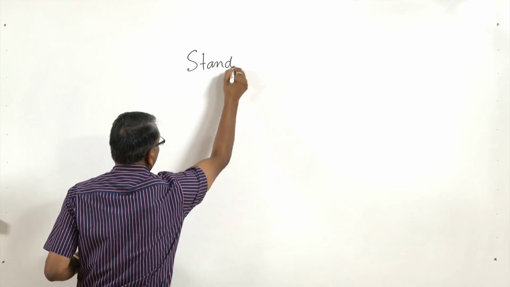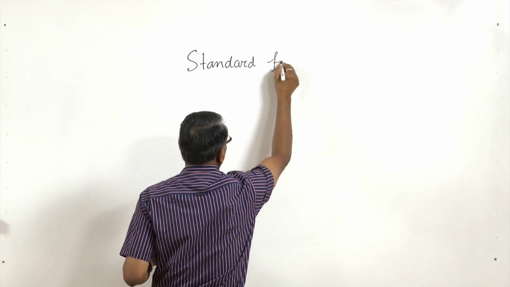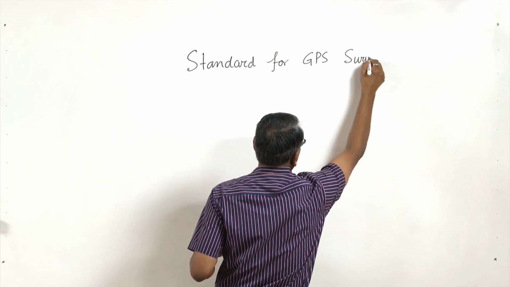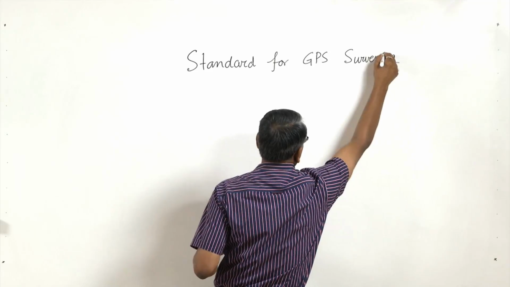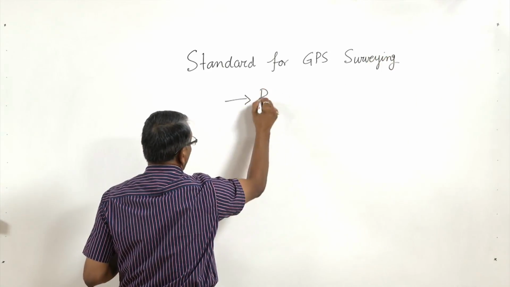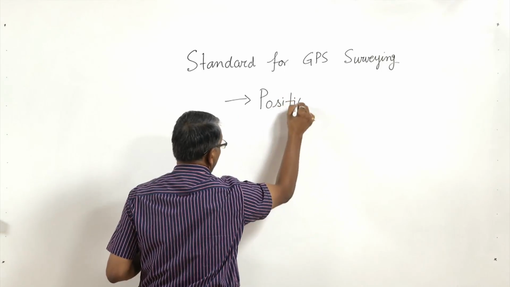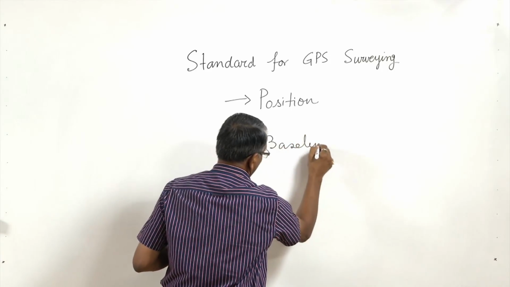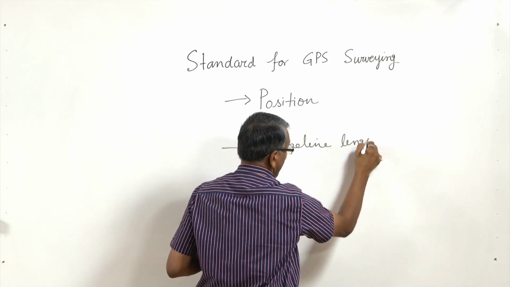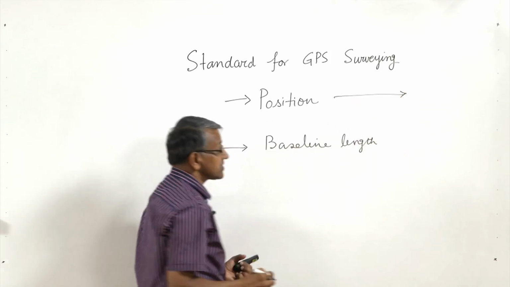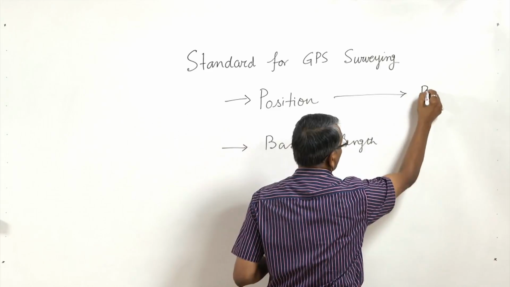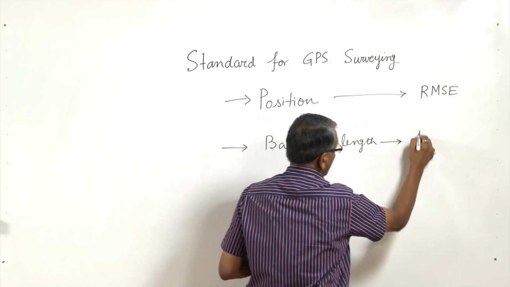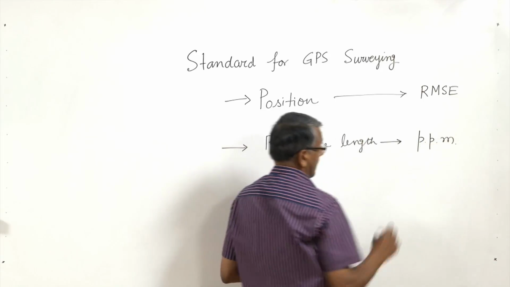So the GPS standard for GPS surveying is defined for position and baseline length, and the position is defined by root mean square error and length by parts per million.